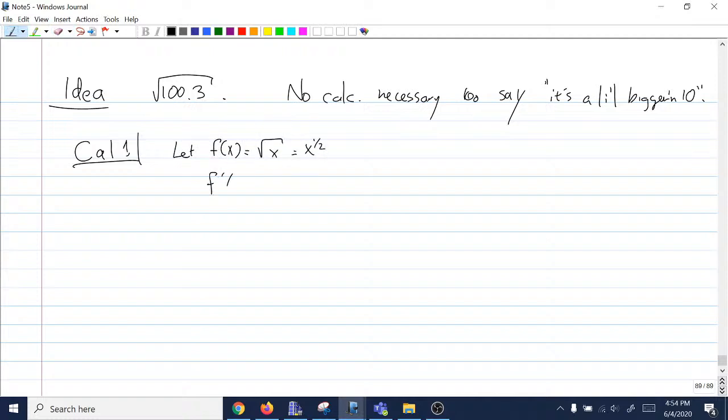I know the derivative of that function. It's 1/2 x to the negative 1/2. Both of these things are evaluable at 100. I can find f of 100 is 10. I can find f prime of 100 is, that's supposed to be a 2, 1/2, 1 over root 100 is 1 over 20. Those two facts tell me a tangent line, which is the linearization of the function at 100.